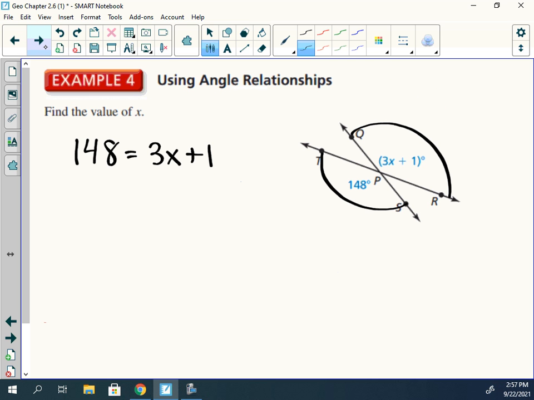So when we look at this here, the whole angle TPS, which has 148 inside, would be congruent to QPR, this angle here. So what we're saying is 3x plus 1 is equal to 148. So the whole angle for both of those would be 148 degrees. If I want to find the value of x, we can just set it equal. And then what would we do first? Subtract 1 from both sides.